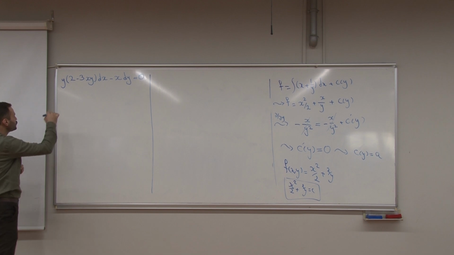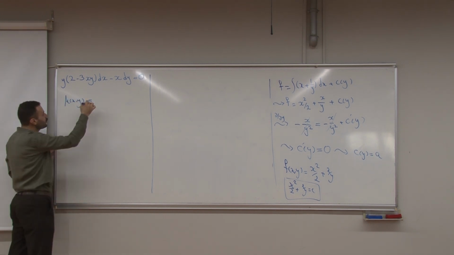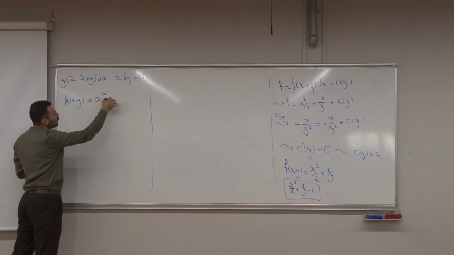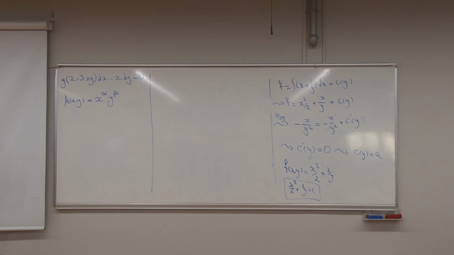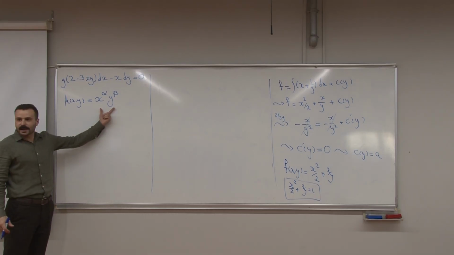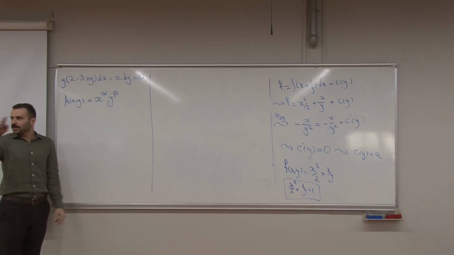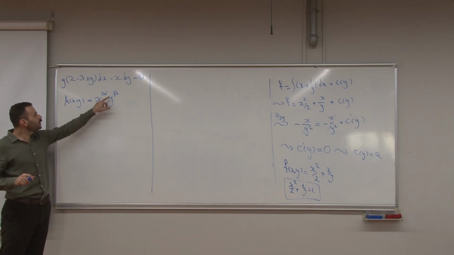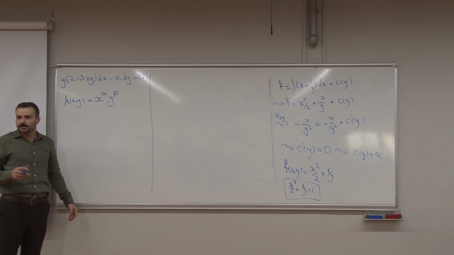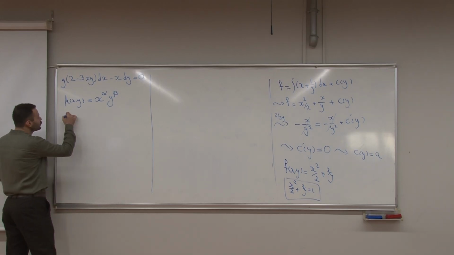Let's assume that our integrating factor mu is of this form: x to the power of alpha, y to the power of beta. We assume that this kind of an integrating factor exists. Then multiply this equation with this expression, check the condition for exactness, and from that condition, find alpha and beta. This way, you can come up with an integrating factor. How can we do it?